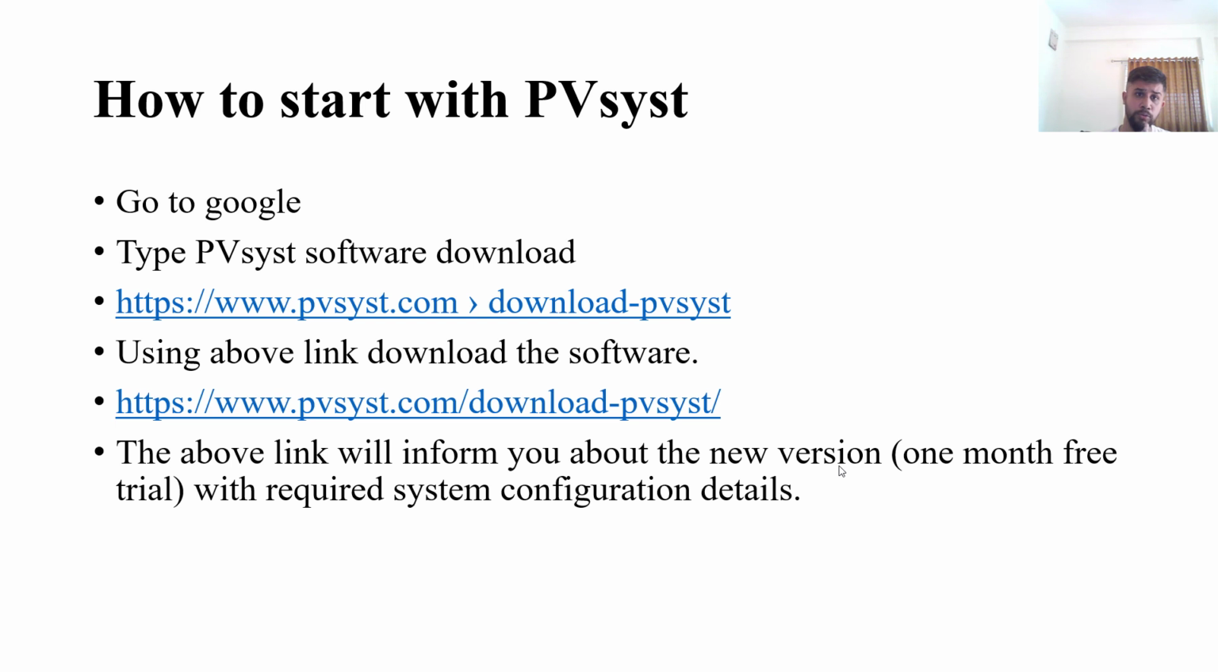So this is how you can start with PVsyst. Go to Google, type PVsyst software download. This link is provided, and from this link you can download the software. The above link will inform you about the new version, a 1 month free trial, and the required system configuration details.